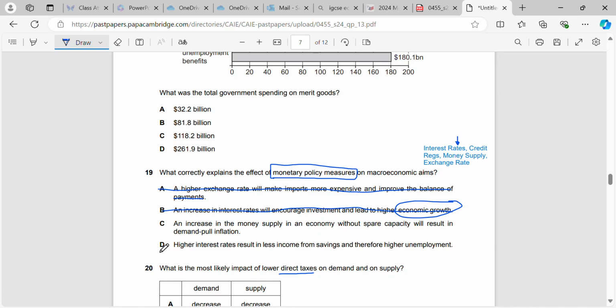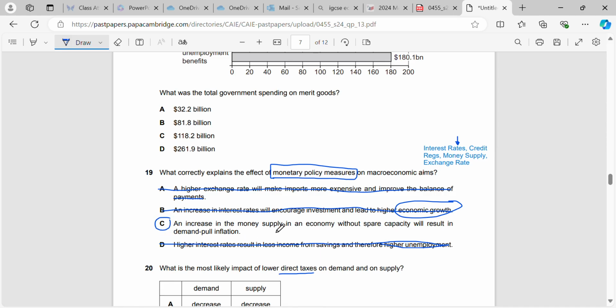Higher interest rates will result in less income from savings and therefore higher unemployment. Well, we've just talked about that right there. We said that's wrong. Higher interest rates will result in more people saving money, and in this case, it's contractionary policy. So it may result in higher unemployment, that part is true, but it will result in more income from savings. So the correct answer is C.